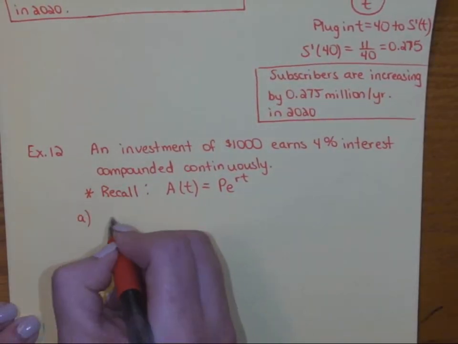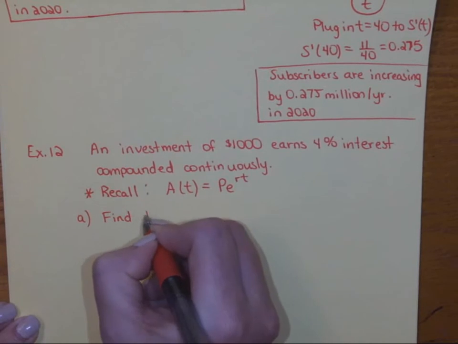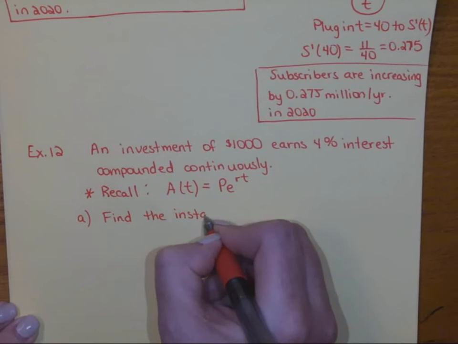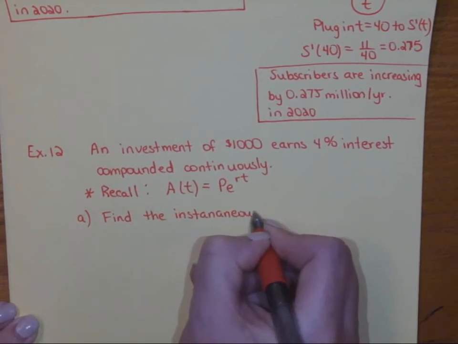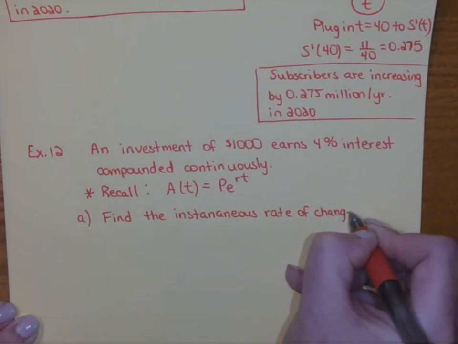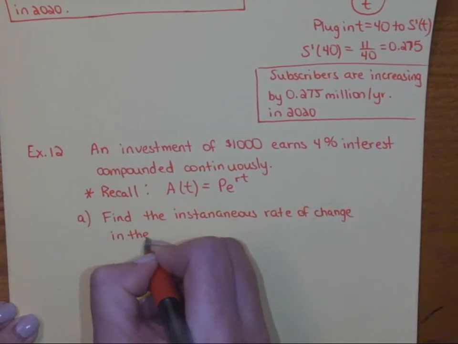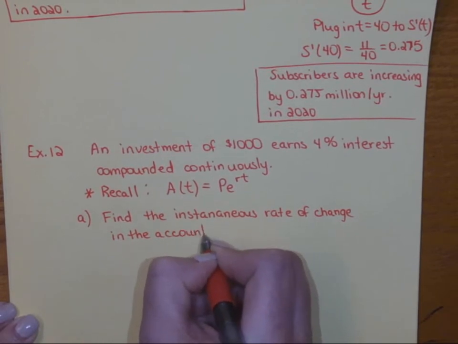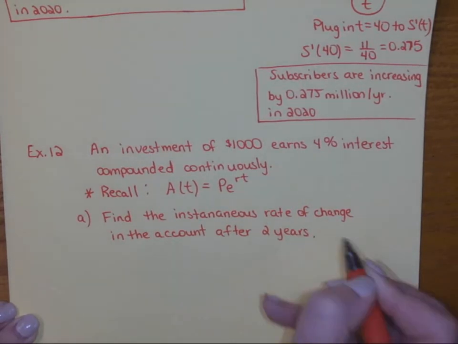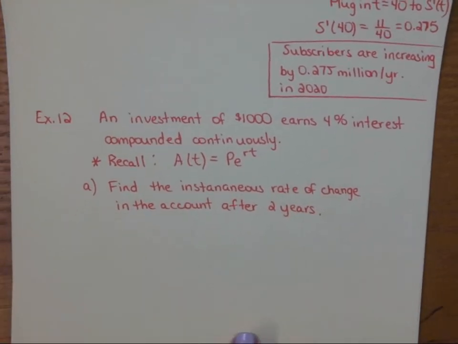All right. So let's say part A, I want you to find the instantaneous rate of change in the account after 2 years. In other words, how much is the account going up after 2 years? If we save this money and we're earning interest, what kind of boost in interest are we getting? Or not interest, but what kind of boost in money are we getting?